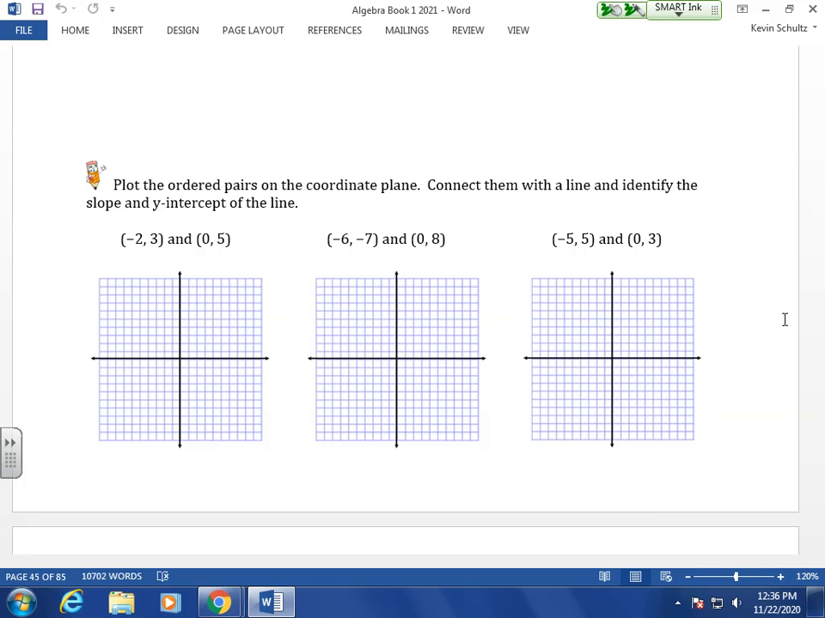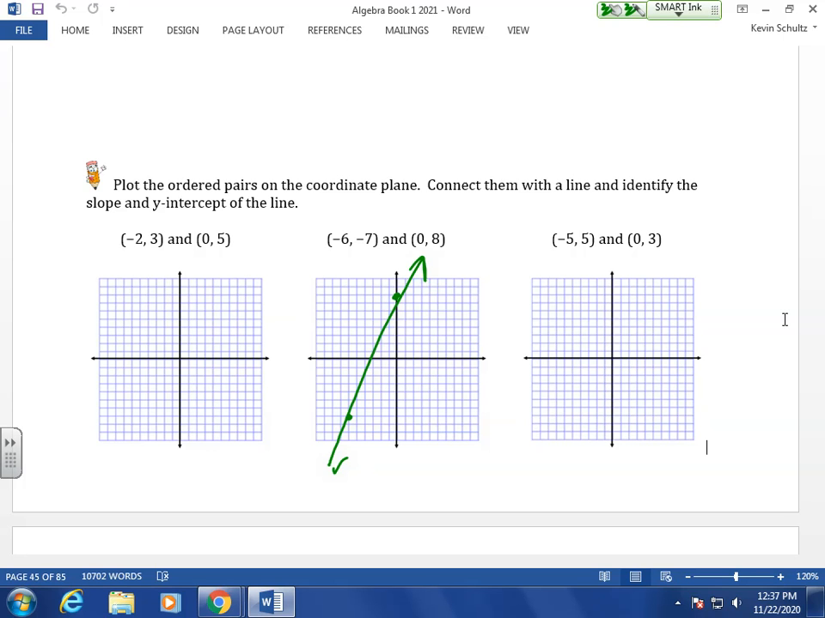So we have negative 6, negative 7. So over negative 6 on the x-axis, 1, 2, 3, 4, 5, 6, down 7. 1, 2, 3, 4, 5, 6, 7. There is negative 6, negative 7. And then 0, 8 on the y-axis is up here. And of course, I get myself a super long line to try and connect these dots. Not very good. But anyway, find the slope and the y-intercept of this line.